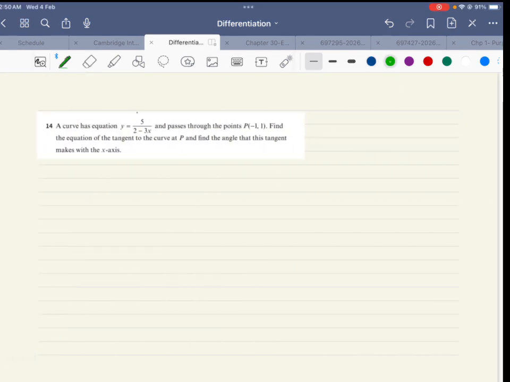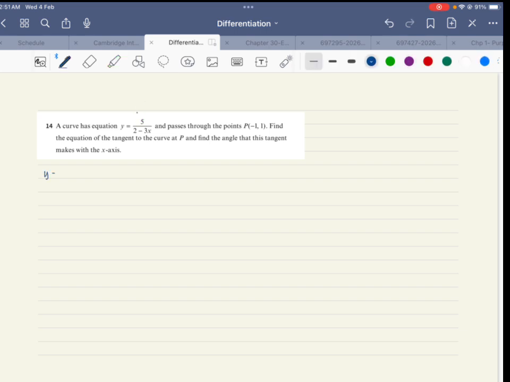Moving ahead, we have another question. A curve has an equation, and it passes through points. Find the equation of the tangent to the curve at point P at this point, and find the angle that this tangent makes with the axis. This is a different kind of question. So first, let's transform this equation into one that we can easily differentiate.